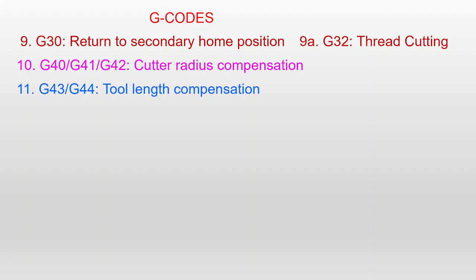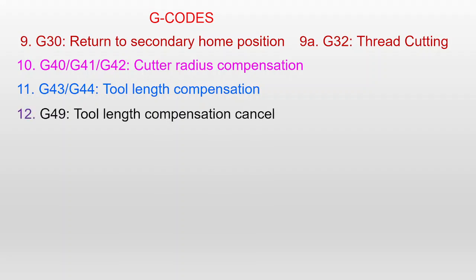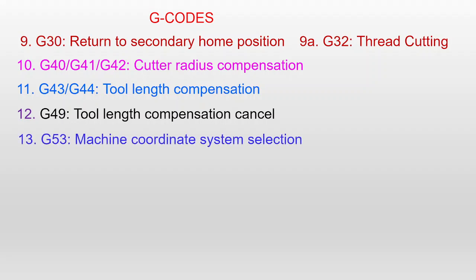G43, G44, tool length compensation. G43 enables tool length compensation, allowing for variations in tool length. G44 cancels the tool length compensation. G49, tool length compensation cancel, is also used. And G53, machine coordinate system selection.